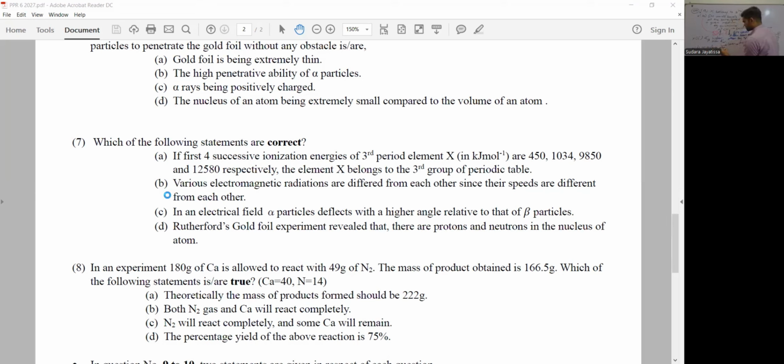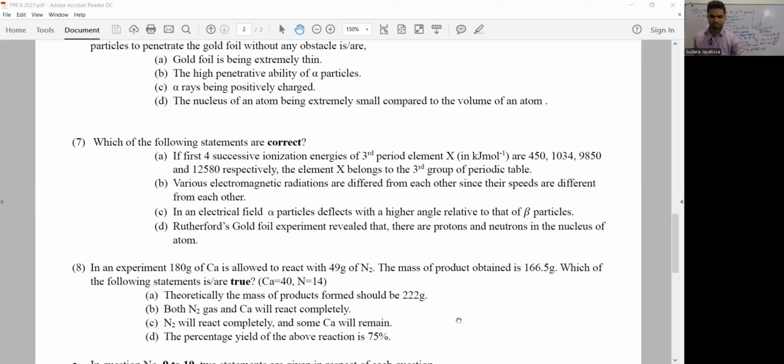You can say no evidence about the neutron was found by the gold foil experiment. The neutron was discovered years later by Chadwick. So it's a clever question. However, you can see all the statements are incorrect. Like that, give reasons.